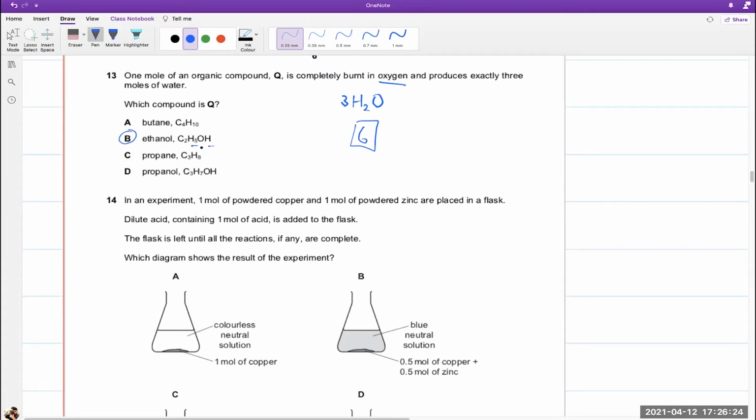Okay, so you just add all of it up. This has 8, that has 8, that has 10. So the only possibility here is B.